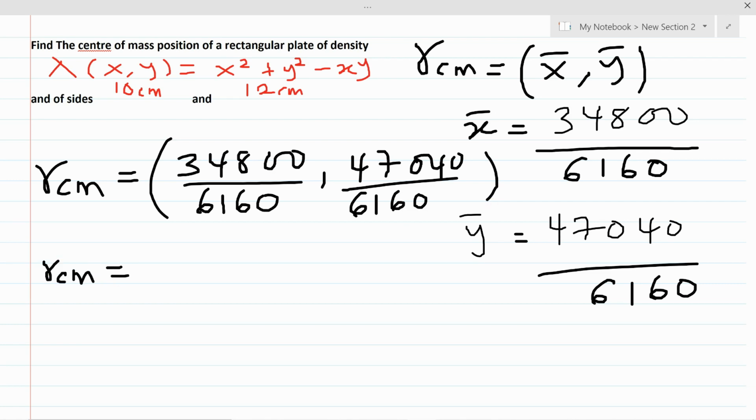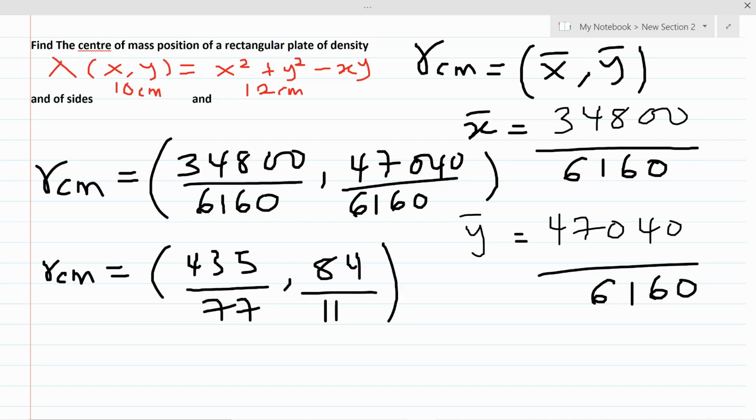Now this is the same as RCM is equal to 34800 divided by 6160, and that is 435 over 77, comma, then 47,040 divided by 6160, and that is 84 over 11. So if only our calculations were right, then this is the solution to the question there. Alright, so let's quickly look at a different question and we'll be done for this section.